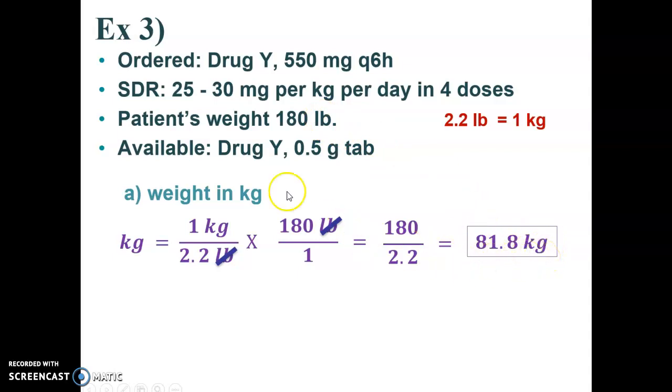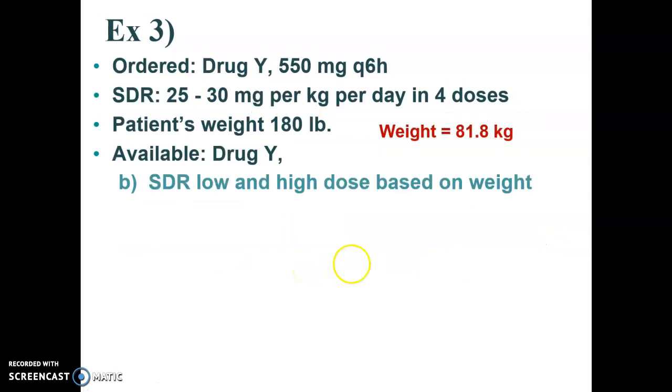But now we have to figure out, is this dose that they've ordered safe? 550 milligrams. But remember, it should be between 25 to 30 milligrams per kilogram per day in 4 divided doses. So we're going to have to get that 25 and 30 somewhere with this 81.8. So that brings us to part B. But before we actually tackle the low and the high dose that's based on the weight, check the frequency. The frequency of the drug that has been ordered is written as every 6 hours. The safe dosage range says that it needs to be split in 4 doses.